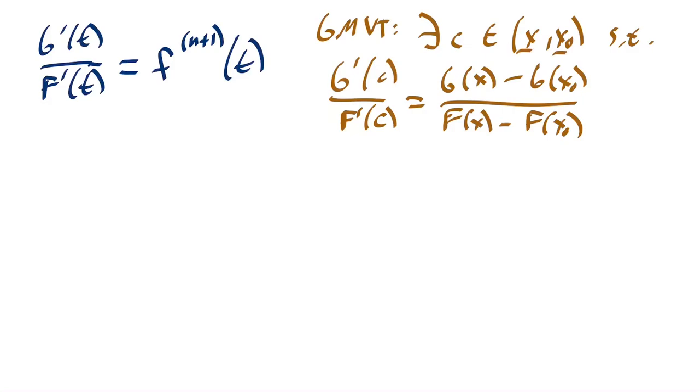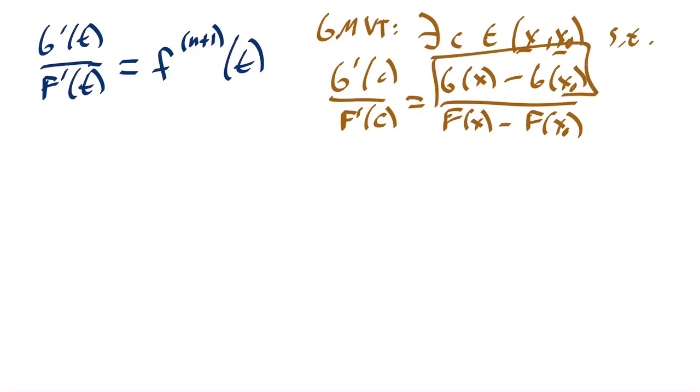So in other words, if I take this f function evaluated at the beginning and the end of my interval, and then I take the g function and also evaluate it at the beginning and the end of my interval, the ratio of those differences is the same as the ratio of the derivatives, g prime and f prime. Okay, well, this ends up being pretty useful.